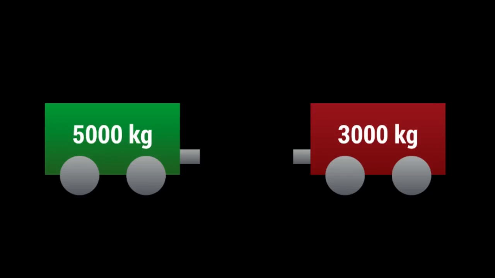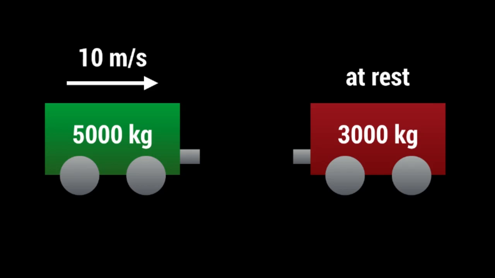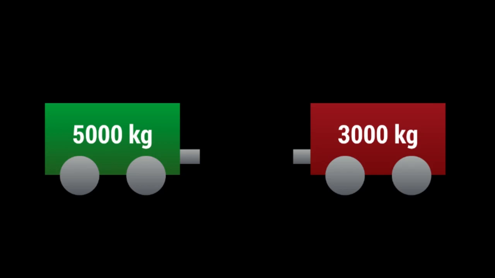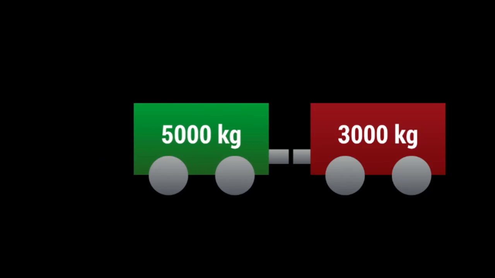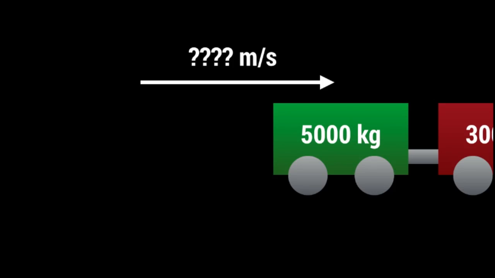Let's have one last example problem. Let's suppose we had two boxcars, one green and one red. The green one's 5,000 kilograms, the red one is 3,000 kilograms. Now suppose the green boxcar is moving toward the red boxcar, which is at rest, at a speed of 10 meters per second. Now furthermore, let's suppose that these two boxcars latch onto each other after they collide. The question is, how fast are these two boxcars moving after they collide and latch onto each other?